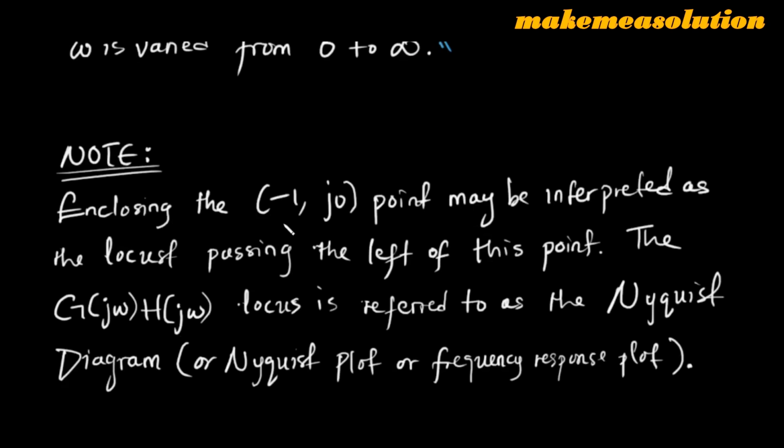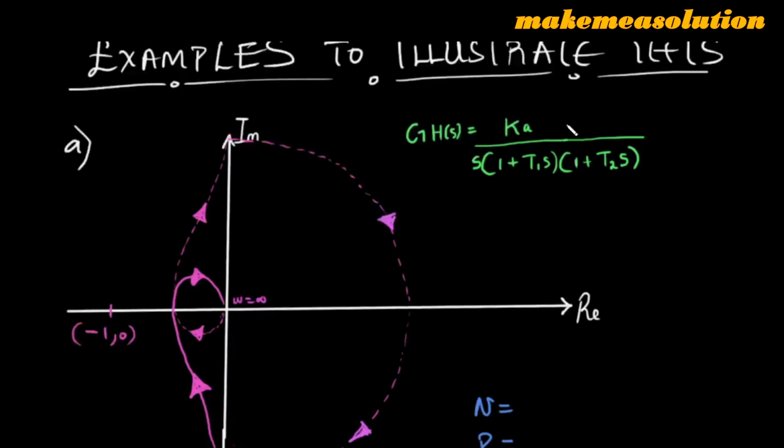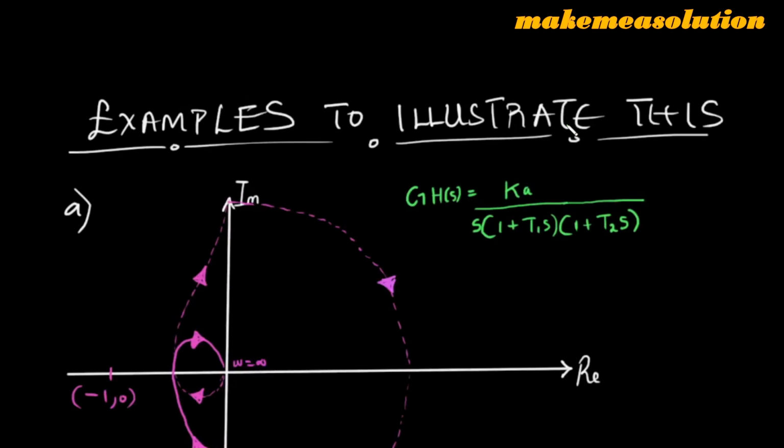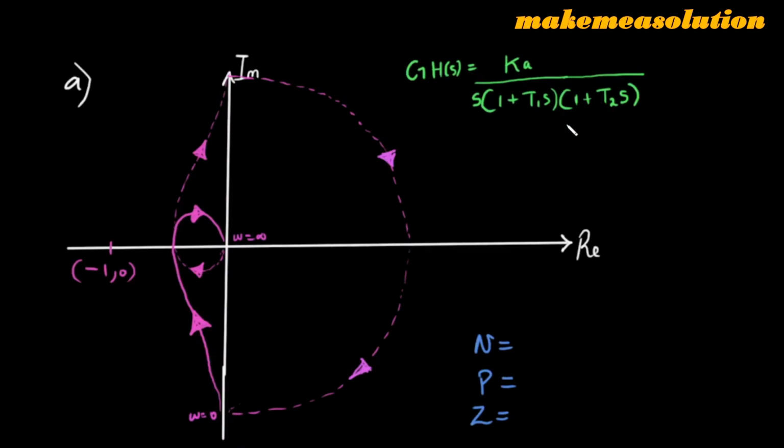Now, the enclosing of this point may be interpreted as the locus passing the left hand side of this point. Is that okay? So this is the G of j omega and H of j omega locus that we are talking about, and this particular locus is called the Nyquist diagram or the Nyquist plot or the frequency response plot. Okay, let's dive into our examples. So we now want to illustrate Nyquist criteria proper. So let's start with this diagram.